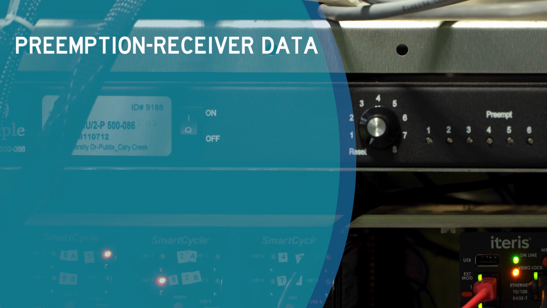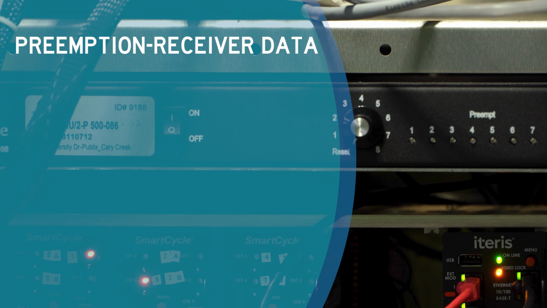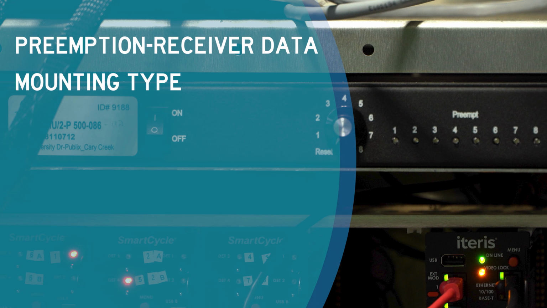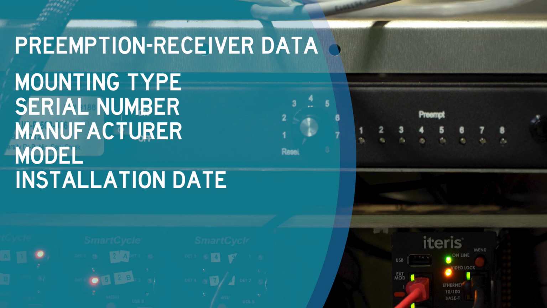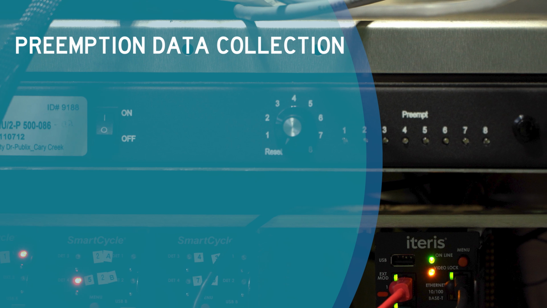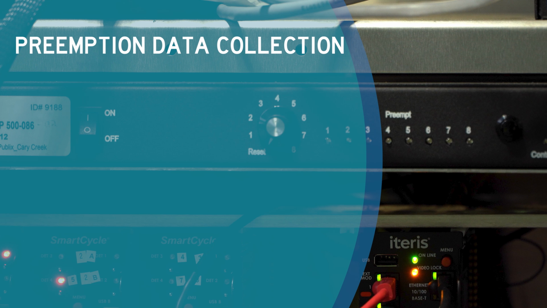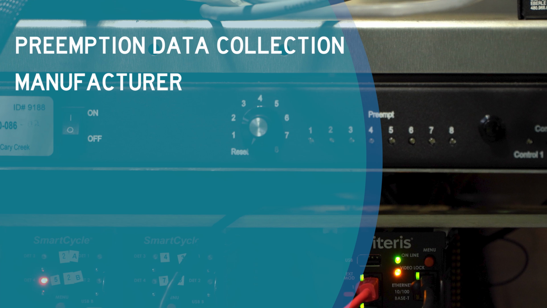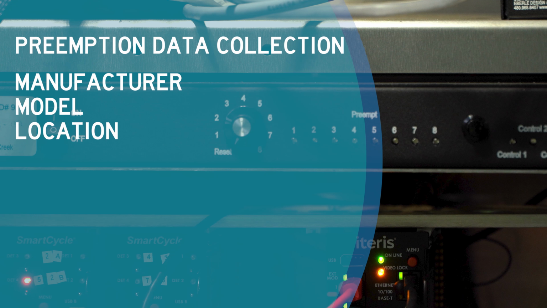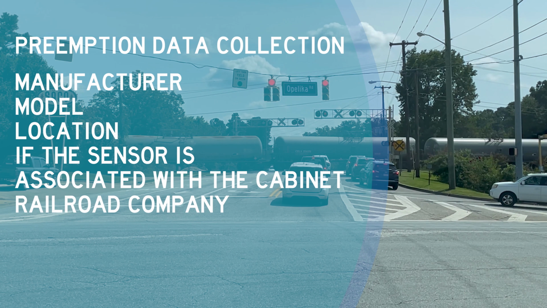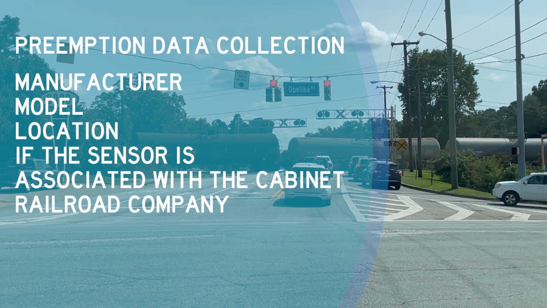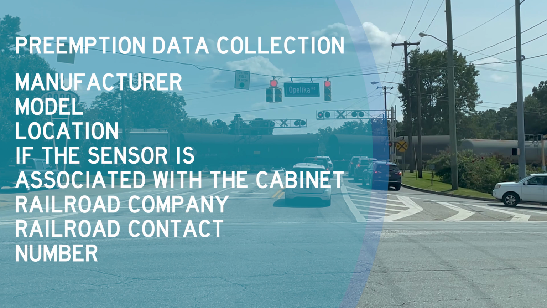Adding or editing a preemption receiver will require us to know how the receiver is mounted, the serial number, the manufacturer, the model, and the install date. Adding or editing a preemption sensor data collection will include the manufacturer, the model, the location, if the sensor is associated with the cabinet, the railroad company that triggers the preemption, and the railroad contact number.